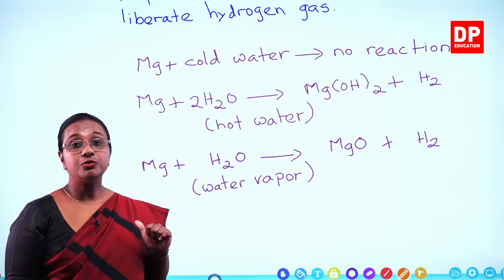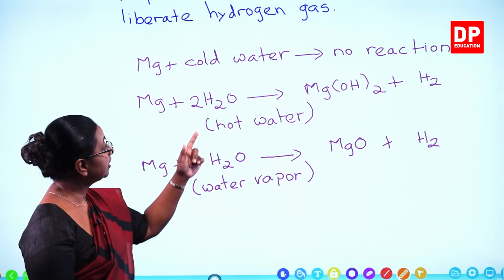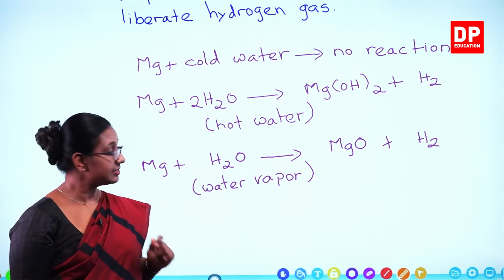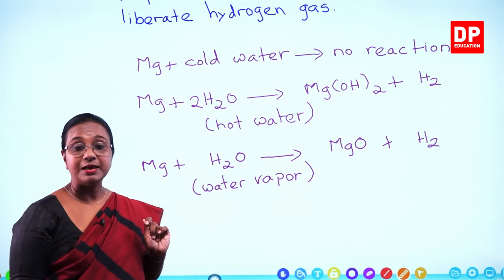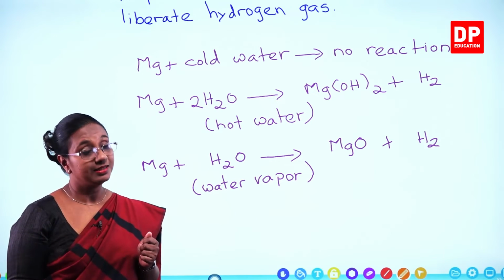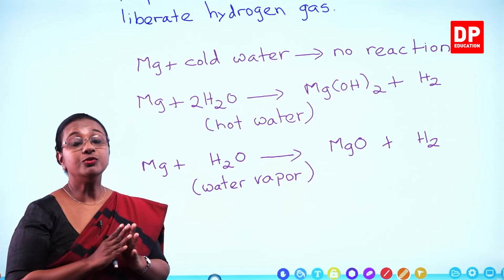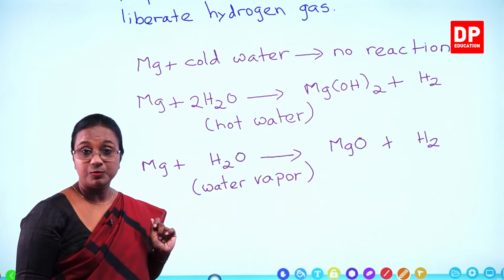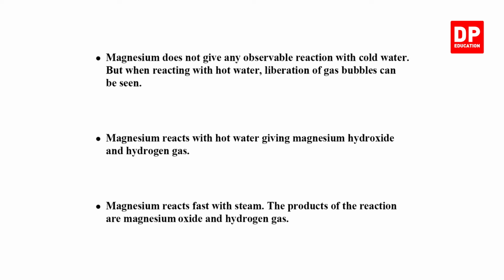With cold water, no reaction. With hot water, it produces magnesium hydroxide and hydrogen gas. With water vapor, there is magnesium oxide and hydrogen gas. So you have to remember these 3 reactions. With that, I will move on to the next one.